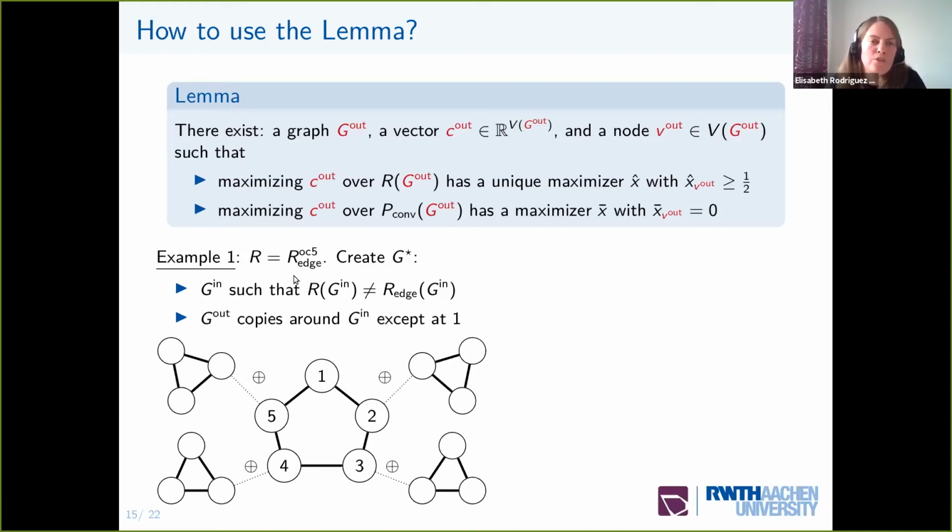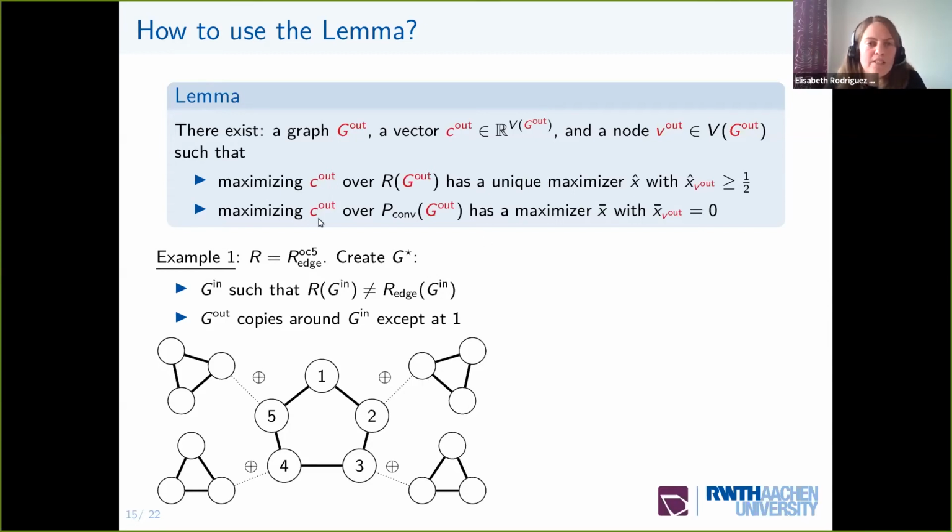And in this case, for this formulation, this triangle is such a graph G out because we have the vector giving weights all ones to every node, such that when we maximize it over the relaxation here, which is in this case the edge relaxation, we will have a unique maximizer, which will give value 1/2 to every node. The node that we will paste will be node V out.